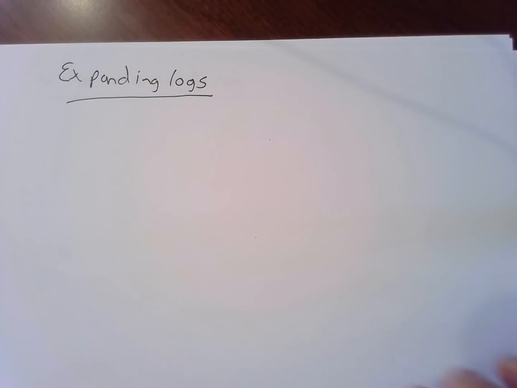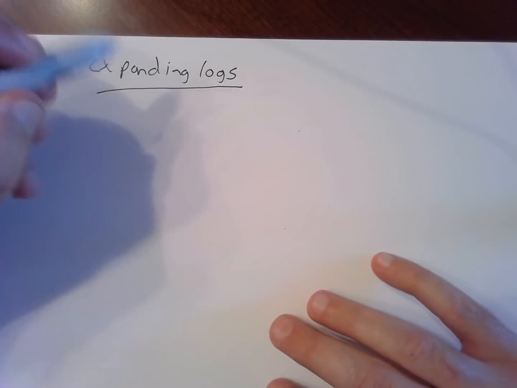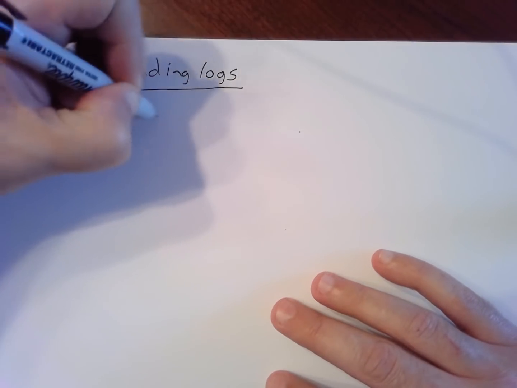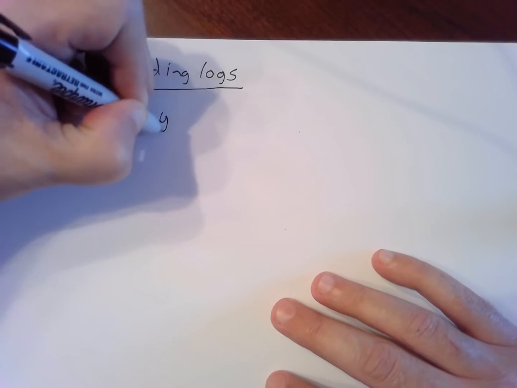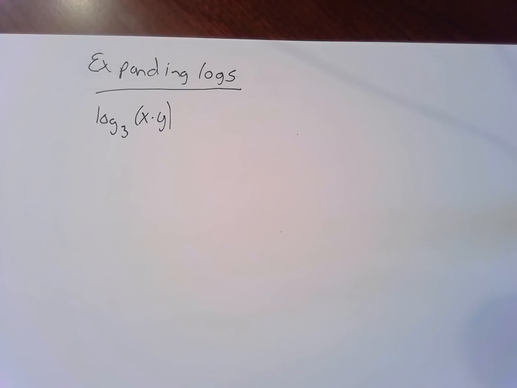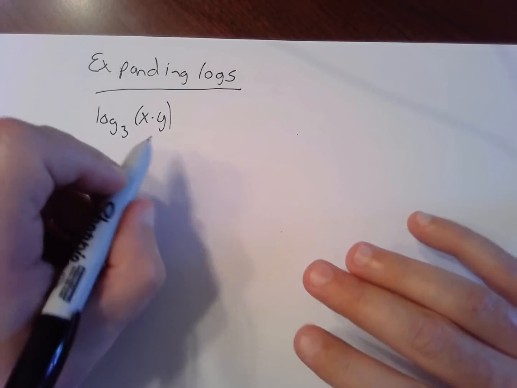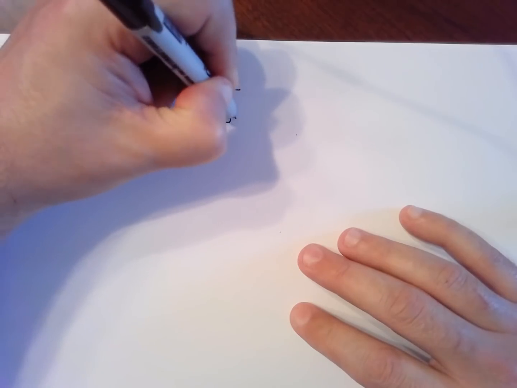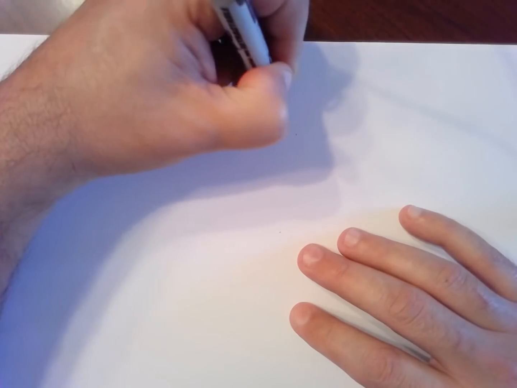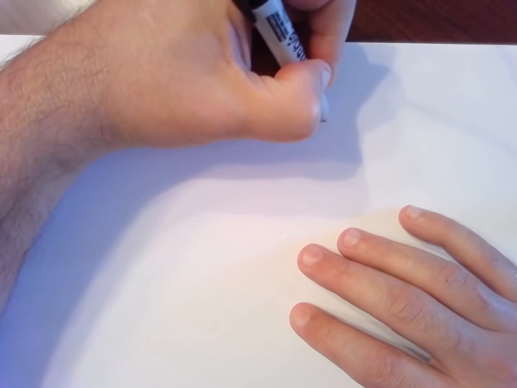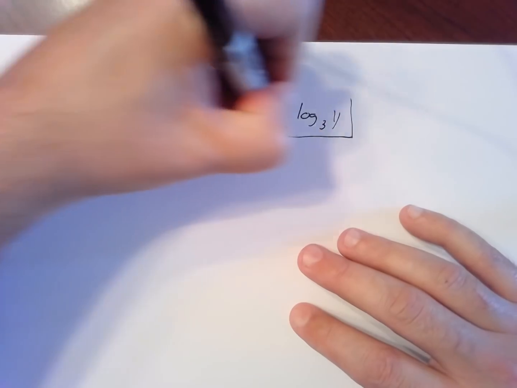Okay, expanding logs. So somebody might hand us something that looks like, say, log base 3 of x times y. And they want me to write this as a sum or difference of logs. Well, using the product rule, multiplied inside would become added outside. That would be log base 3 of x plus log base 3 of y. I'm done.